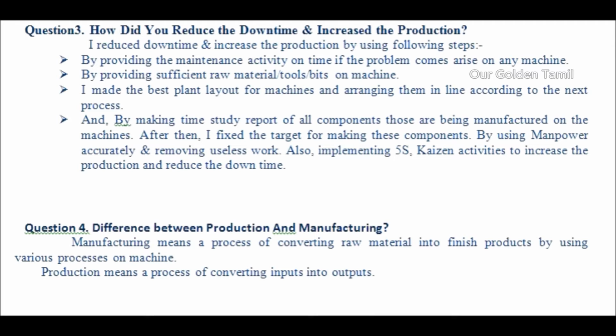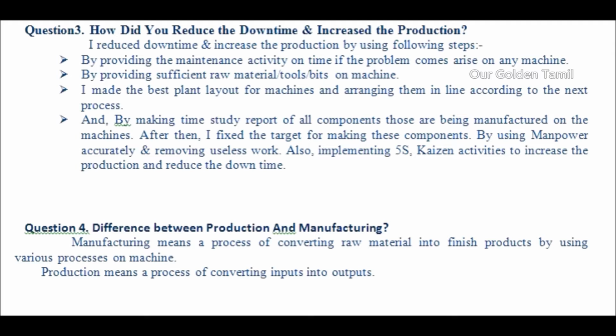I reduced downtime and increased the production by using the following steps. By providing the maintenance activity on time if a problem arises on any machine. By providing sufficient raw materials, tools, bits on the machine. I made the best plant layout for machines and arranged them in line according to the next process. And, by making a time study report of all components that are being manufactured on the machines.